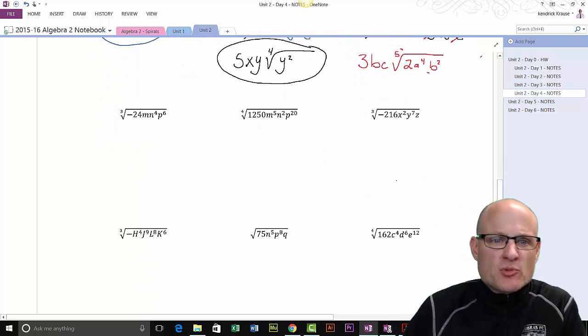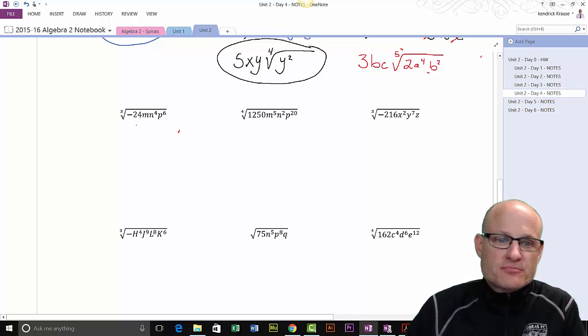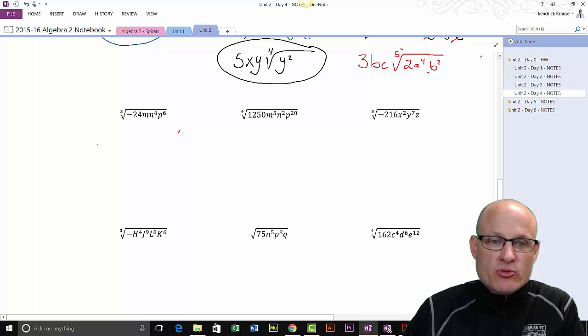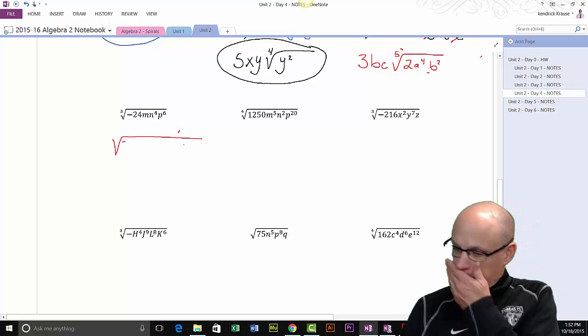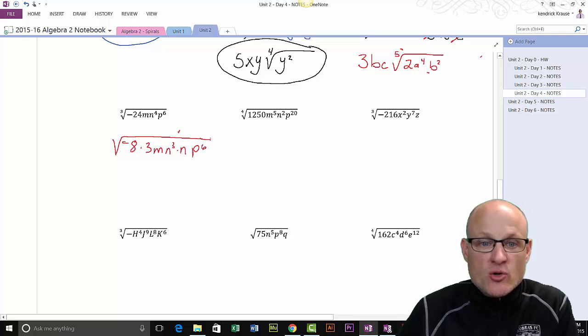All right. Looking for cubes. Oh, and we got negatives now too. So we're going to keep negatives because I can take the cube root of negatives. We're going to keep those around. So the perfect cube that goes into 24 is 8. So we're going to leave it as negative 8 times 3, m, n cubed times n, p to the 6. And that's okay.